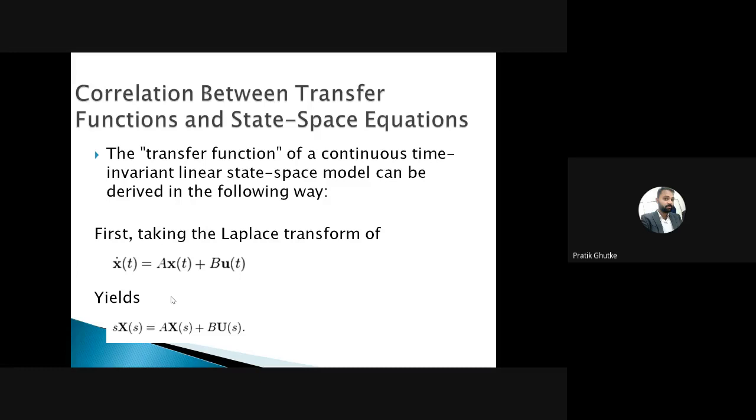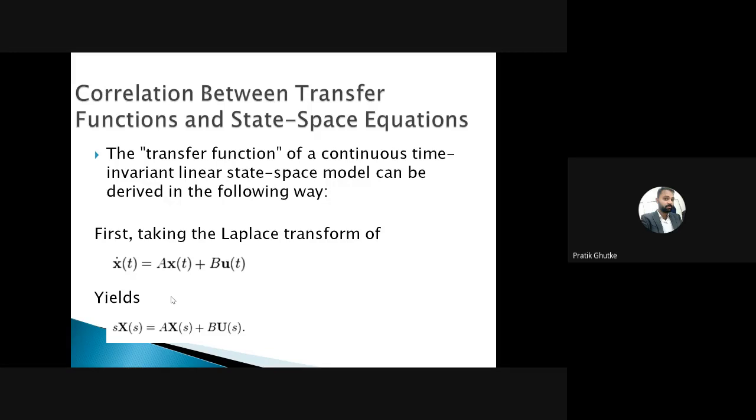So what is actually the correlation between the transfer function and the state space equation is, the transfer function of the continuous time invariant linear system and the state space model can be derived in the following way. First, taking the Laplace transform. So we have the state equation. What is my state equation? x dot of t equals A x of t plus B u of t.